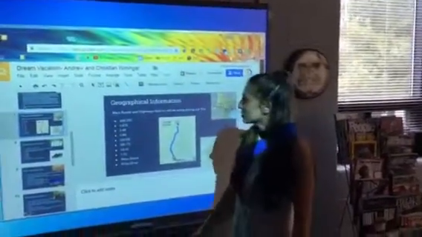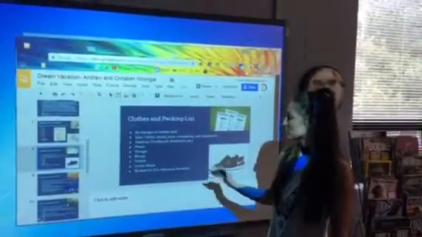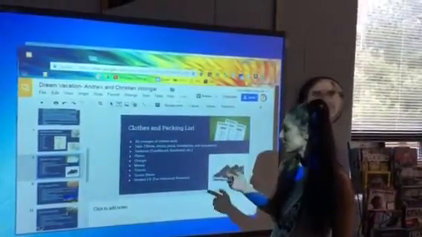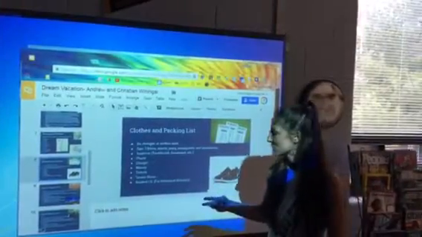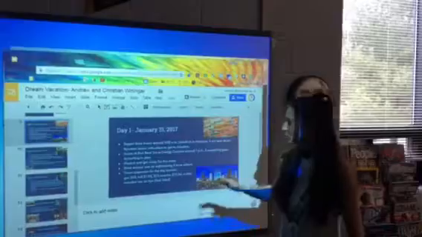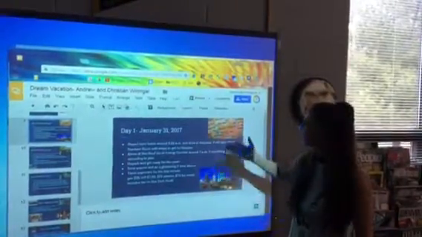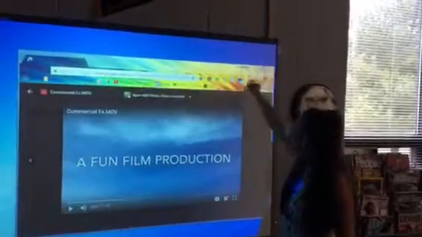They had geographical information that we asked for, clothes and packing list. They did a pretty good job of the remaining detail. So they had clothes, they had toiletries, they also included hygiene items. And then they went by day, and they included what exactly they were doing for those days. So again, this is an example of the slideshow. And we have one more short example.